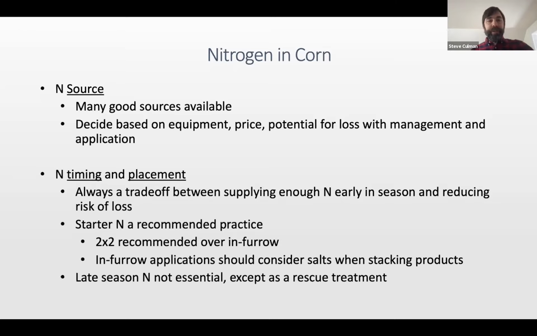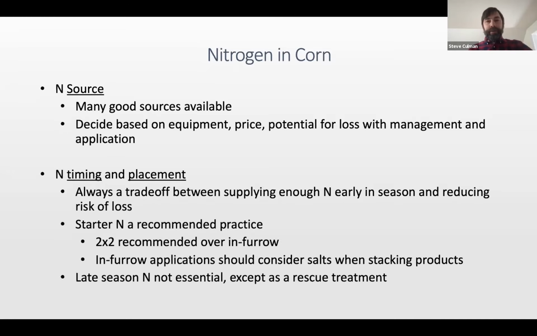So for placement and timing, there's always a risk. This is kind of a conundrum. You're rolling the dice nearly every year in terms of supplying enough nitrogen early in that crop's growing season, and then reducing the risk of nitrogen loss. We know that nitrogen is a very dynamic nutrient. It's very susceptible to loss in the environment, primarily through too much water in the early growing season.